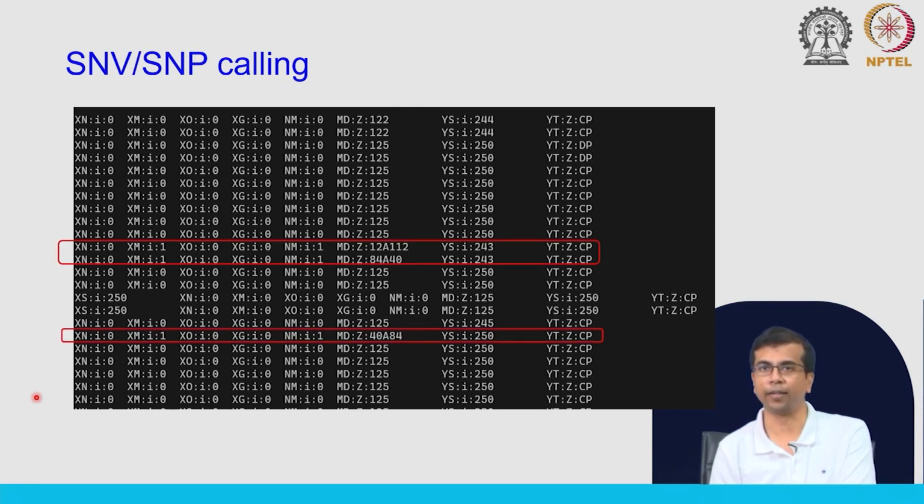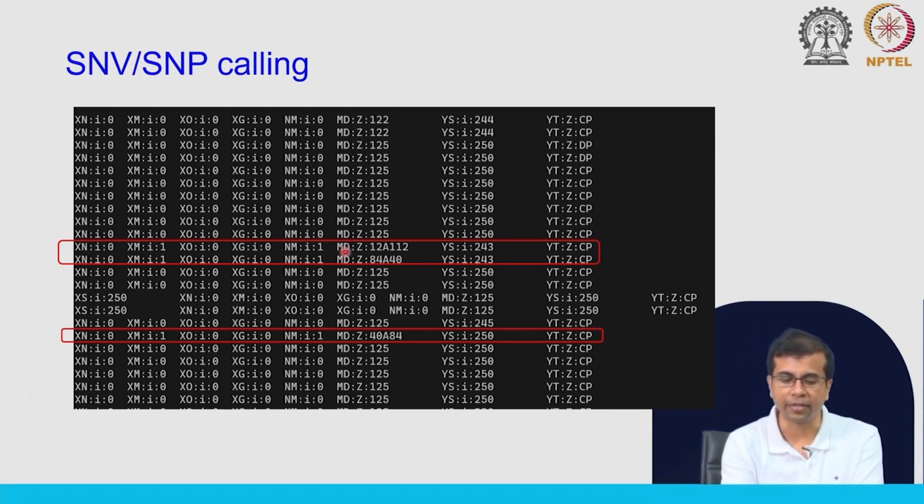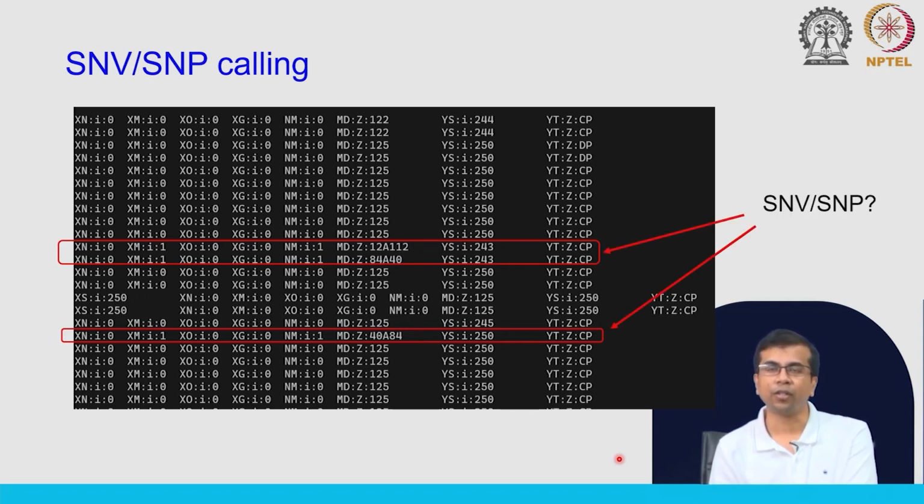I have highlighted three reads for which you see these mismatches. You have this MD:Z 12A something here, and you also have this other MD:Z 40A84. So you can see these mismatches. Now the question is, do these mismatches mean there are SNPs or SNVs present? This is something we will now tackle. We will talk about how we go from this SAM file to identifying the variants. So, are these SNPs or SNVs? Keep that question in mind, and it will be answered at the end of this class.